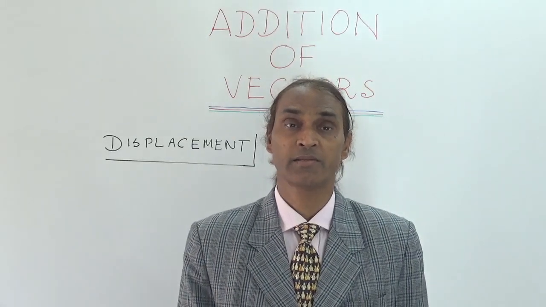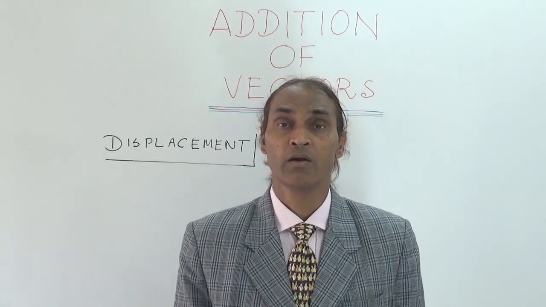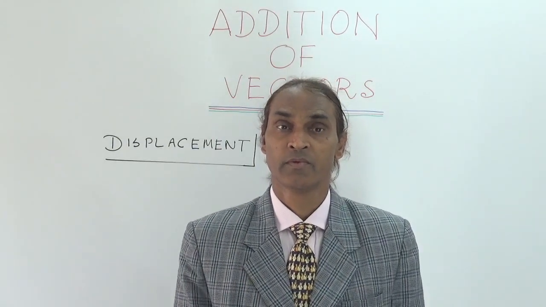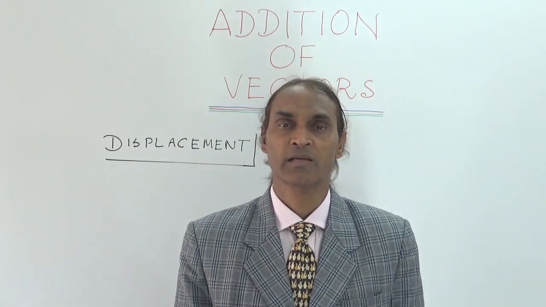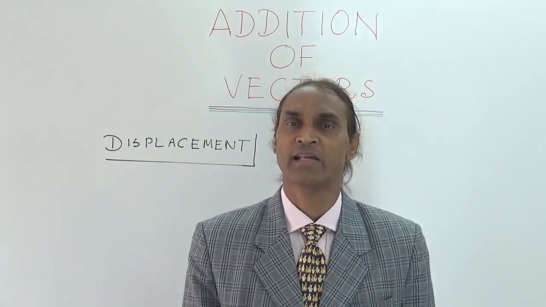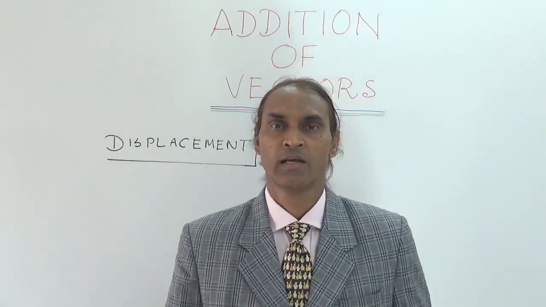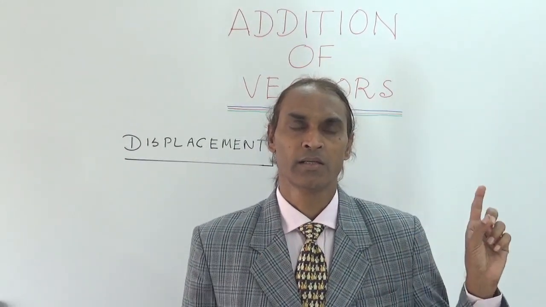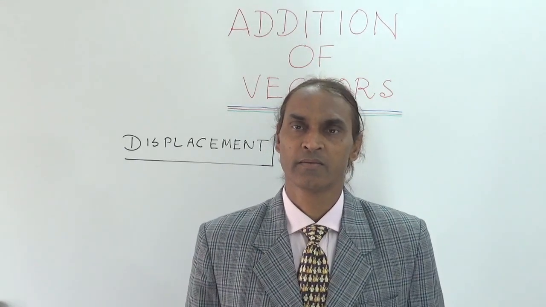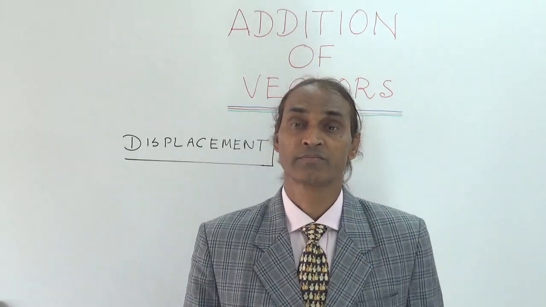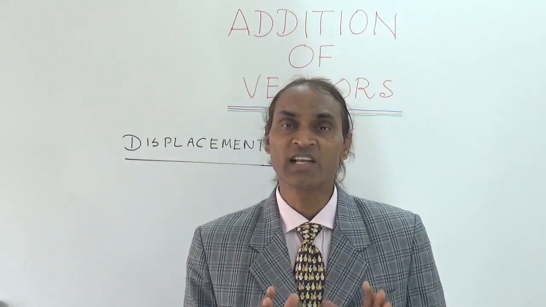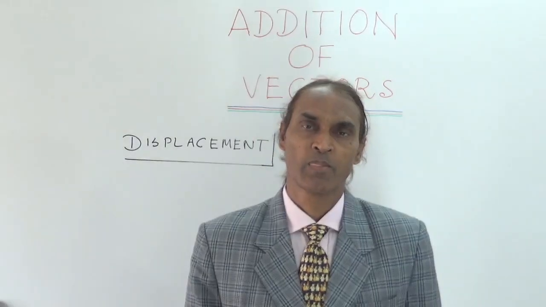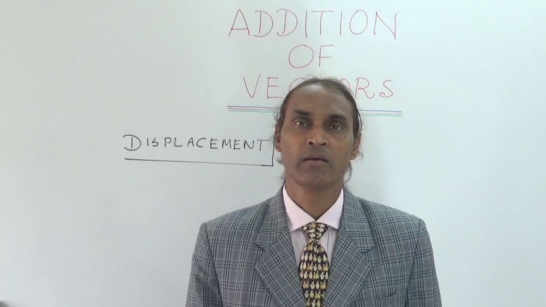Then a question can be raised, where London is located. So it is quite simple, quite basic. It's a matter of common sense to answer that London is having such and such distance from New Delhi, and it is located in such and such direction. This means you are mentioning the position of London with respect to New Delhi. And that is what we call displacement vector.